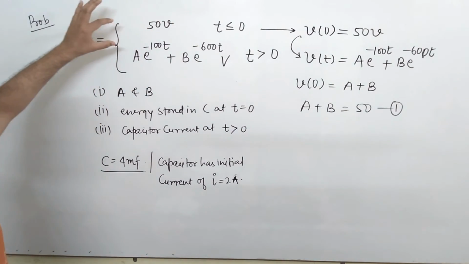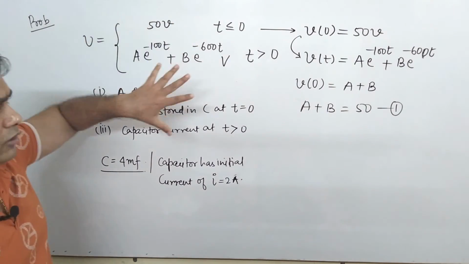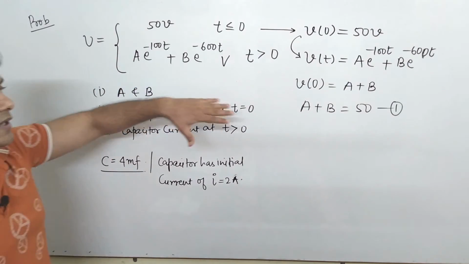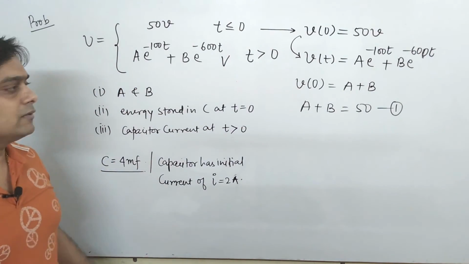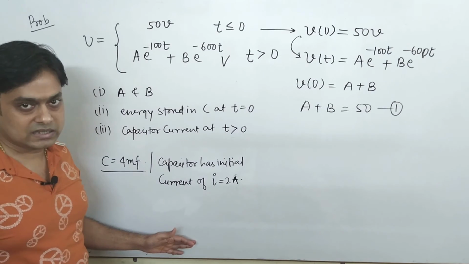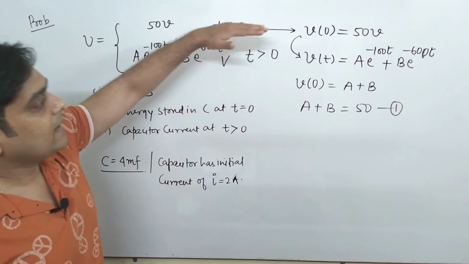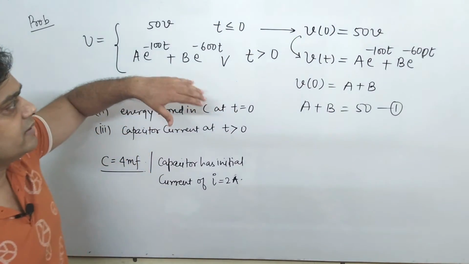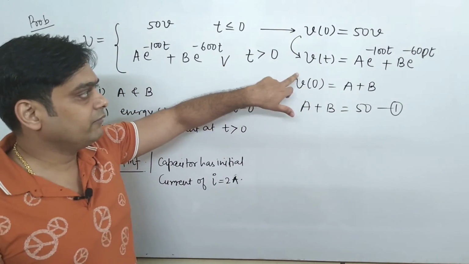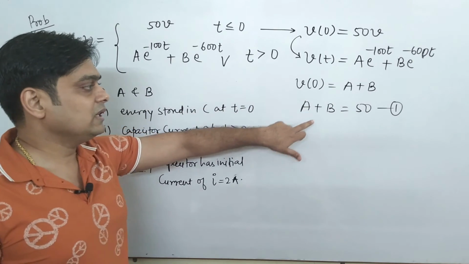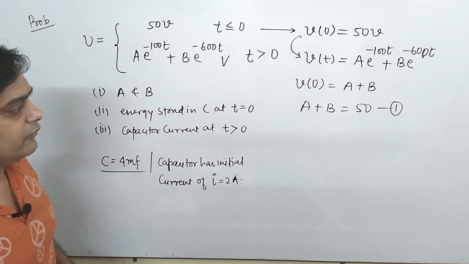We will see in our coming topic what is initial condition, and we will study it in detail, and you will see that there are a lot of problems on initial conditions, and we will try to understand the concepts. But for the time being here, you just understand that the initial voltage exists across the capacitor, that is V0 is given as 50 volt. By simply putting the value of t equal to 0, you will get A plus B as 50. Okay.